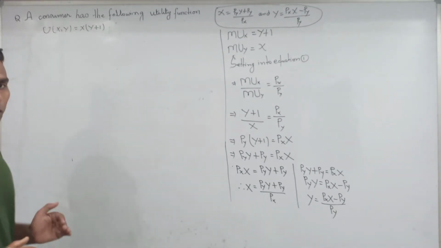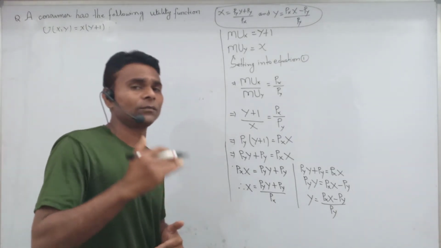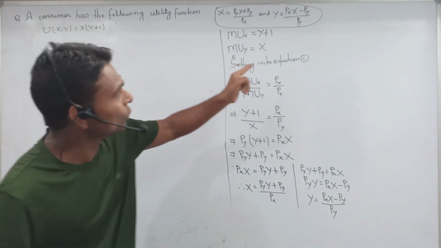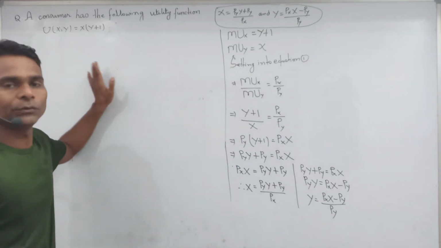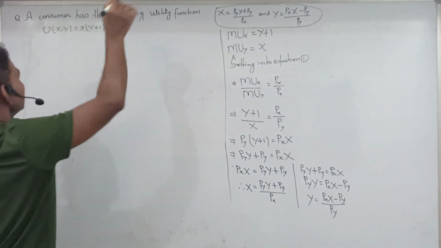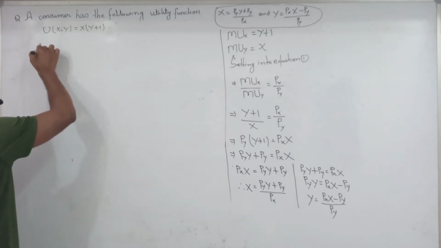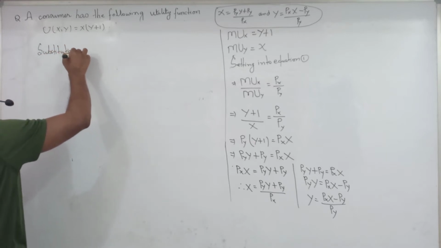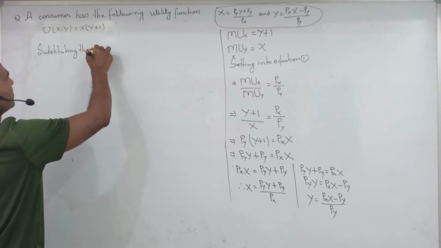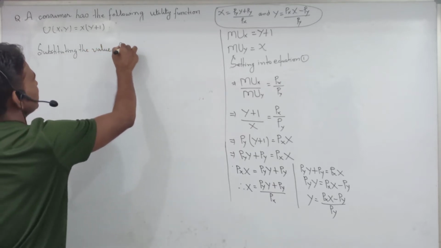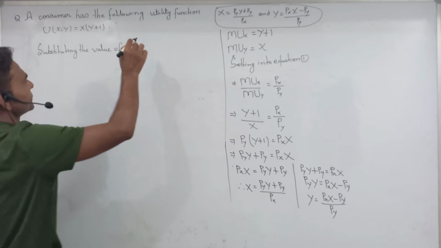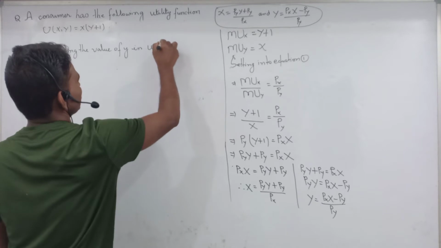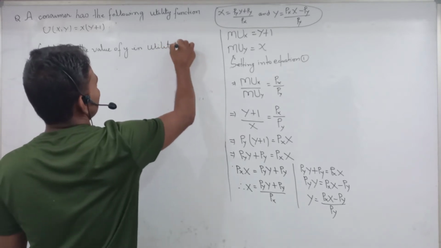Now in order to have Hicksian demand function for commodity X, we need to substitute the value of Y in the given utility function. You can see here. Substituting the value of Y in utility function.